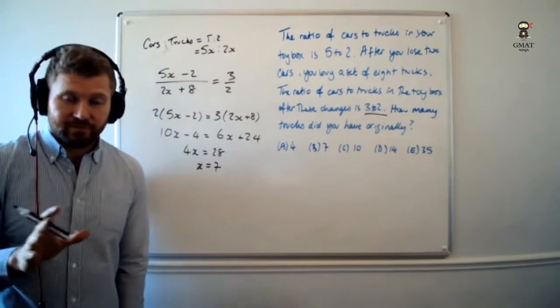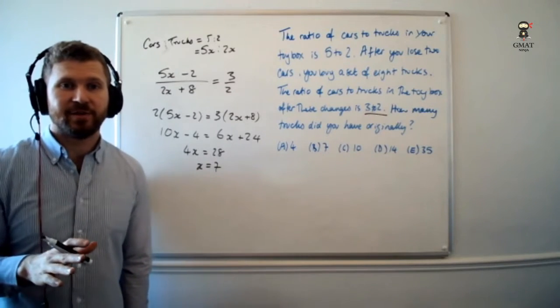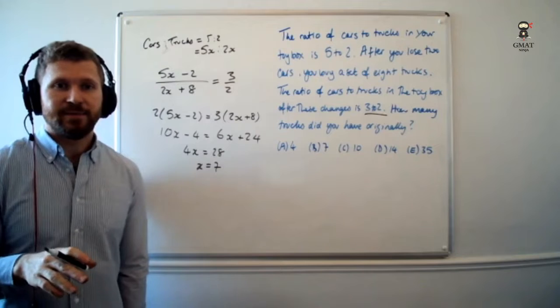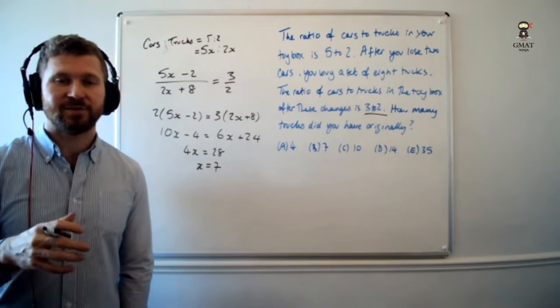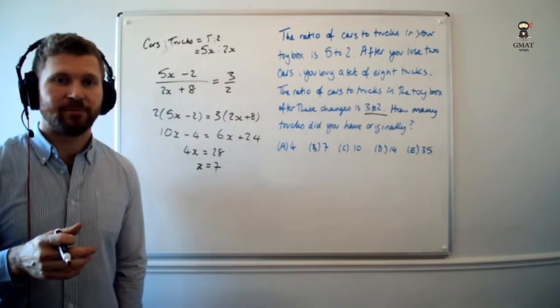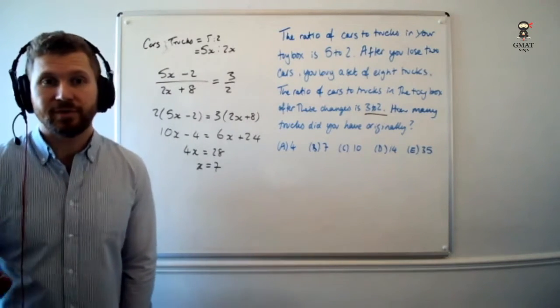Now, at this point, we've got to be careful. We've got to the end of the equation. We might think that's enough to get the question done. But this is where you need to be very careful with what I actually mean by the x value here, and just keep track of your variables as you're going. This x does not represent either the number of cars or the number of trucks.